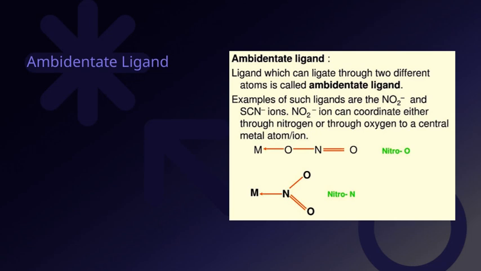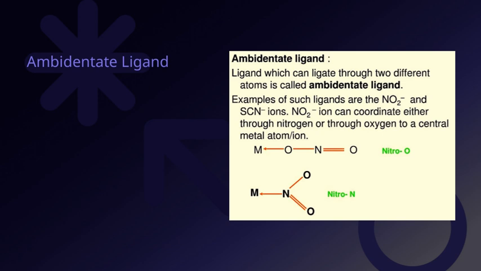Let's talk about ambidentate ligands. These are a special type of ligands that have the ability to coordinate to a metal atom or ion through two different atoms within the same molecule. The key point here is that the ligand can attach in more than one way, depending on the situation. For example, some ligands might have both a nitrogen and an oxygen atom capable of binding, but they won't bind both at the same time. Instead, they can choose which atom to use for bonding, leading to different coordination modes.